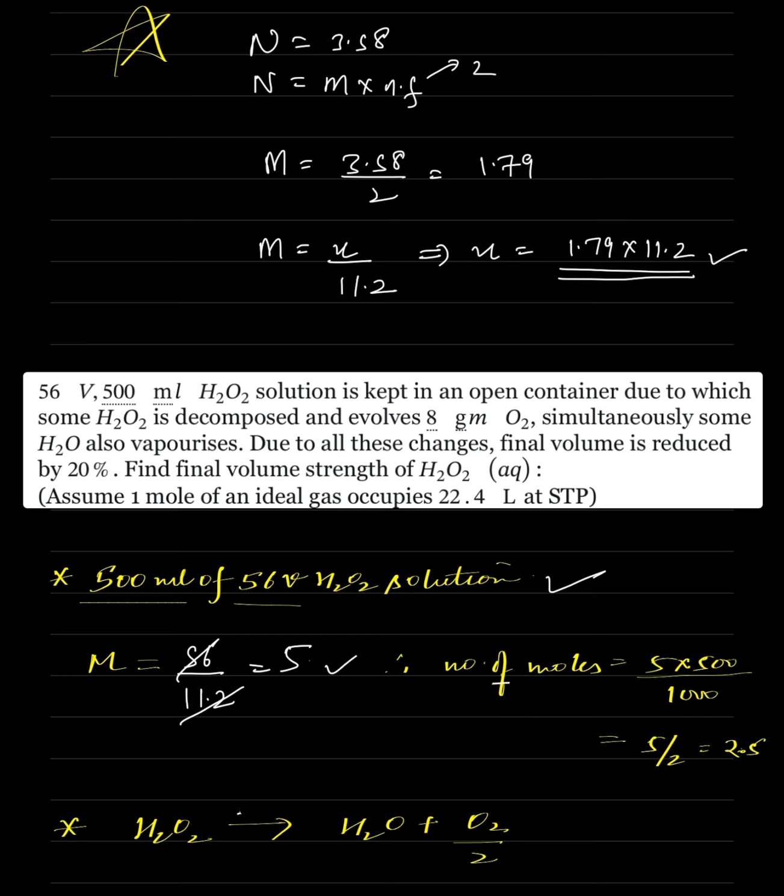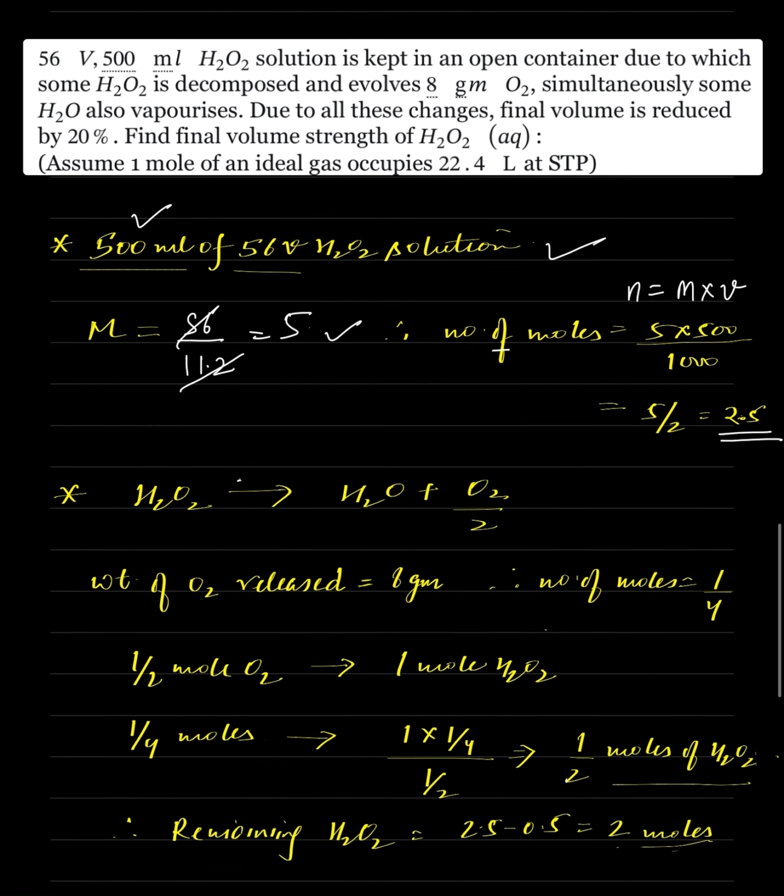Now we are given the molarity, we know the volume, so I can easily calculate the number of moles. It will be 5 into 500 divided by 1000, right? Because we know the number of moles is equal to molarity into volume. And we have to take the volume in terms of liters, so I have divided 500 by 1000. So the available number of moles of H2O2 is 2.5.